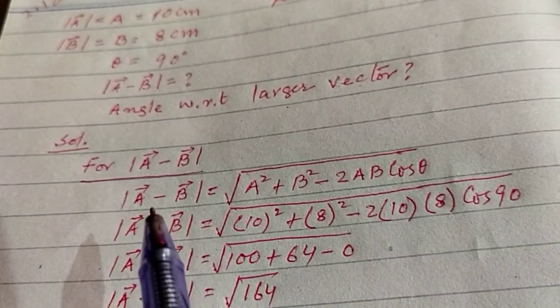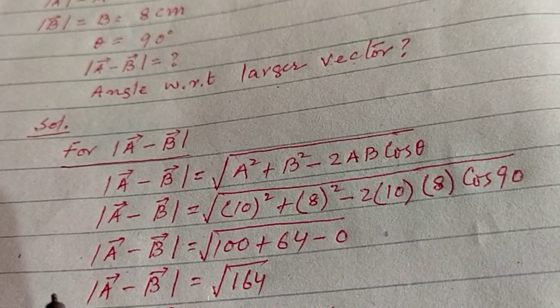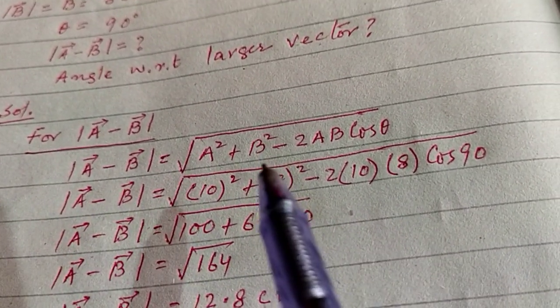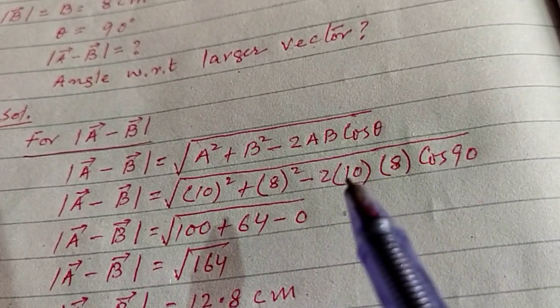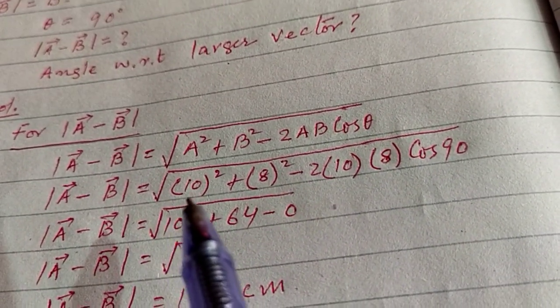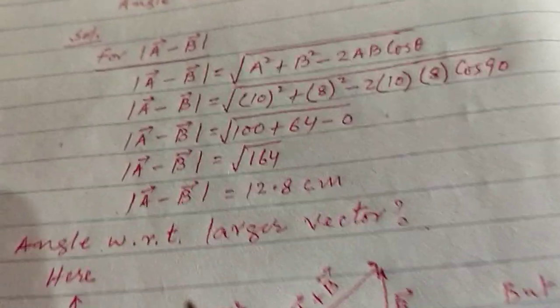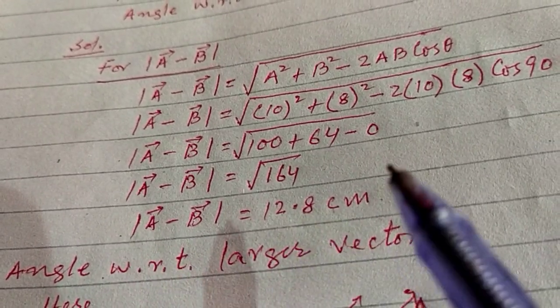In the calculation for the magnitude of their difference, mod a minus b, simply you have to use this formula, root a square plus b square minus 2ab cos theta. Simply you have to put the values of these vector quantities and angles, then you can obtain easily the answers of mod a minus b, 12.8 centimeter.